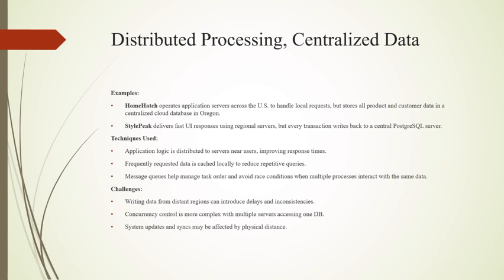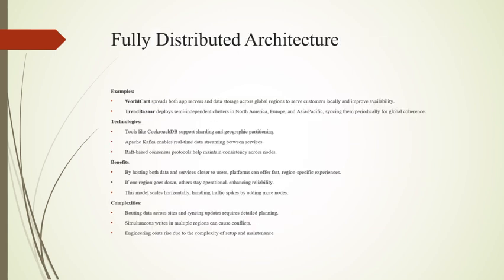Moving to the next slide. Fully distributed architecture goes one step further by distributing both the data and the processing across multiple locations. Platforms like WorldCard and TrendBazaar use this approach to operate globally. This model relies on modern technologies like CockroachDB, Kafka, and consensus protocols like Raft to manage data across regions.